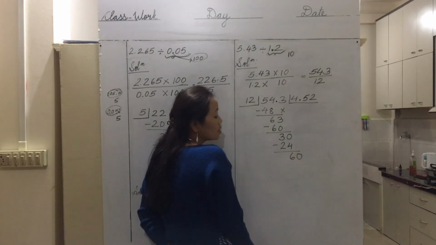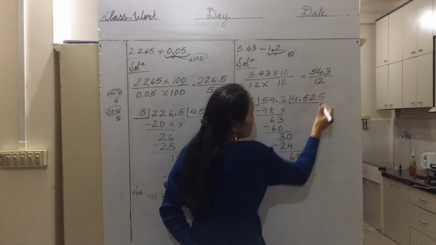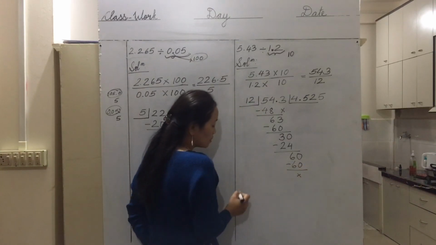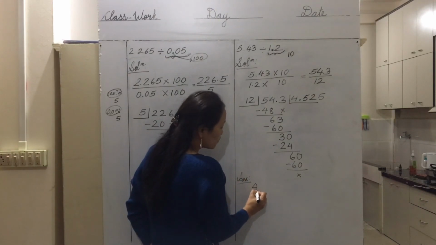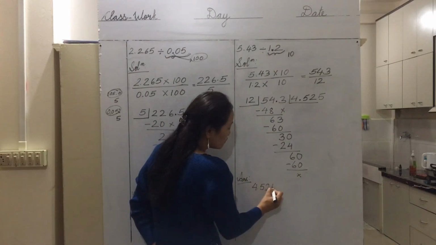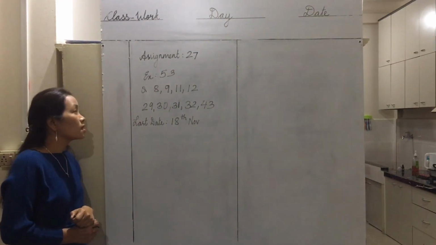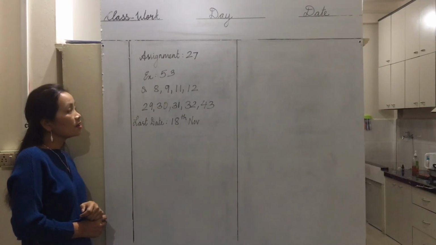0, right? We add one more 0 here, so I can divide now. 12 5 times, that's exactly 60. We get 0 as the remainder. So the answer is 4.525.